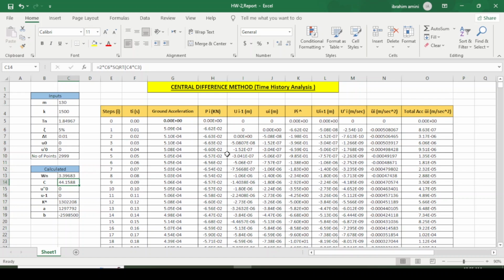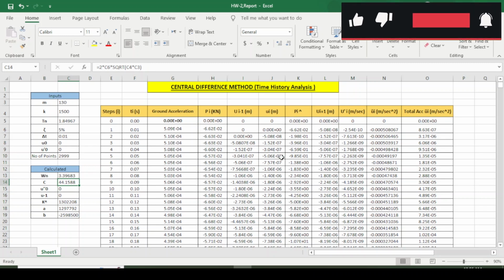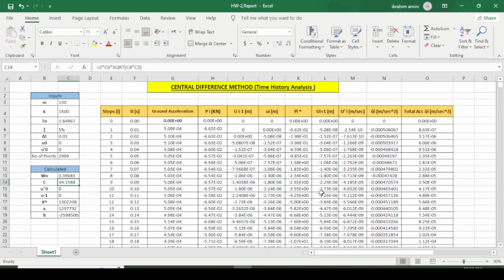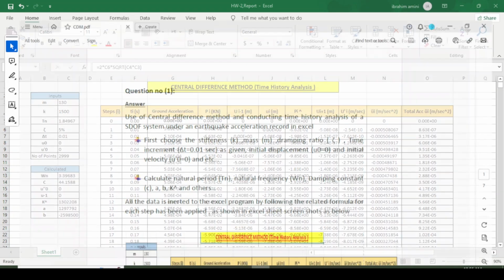Today we will discuss the central difference method and some related information about time history analysis. After that we will have more information about this table and how to calculate each and every step for the central difference method. So let us first look at one example.